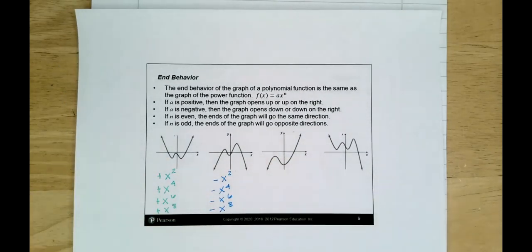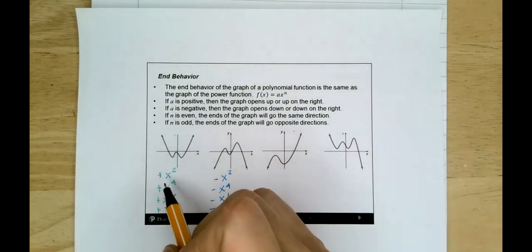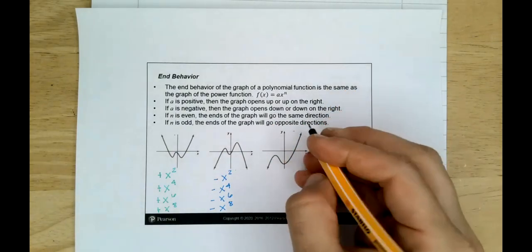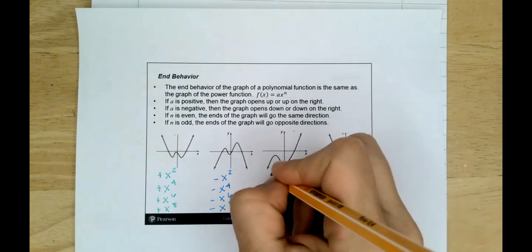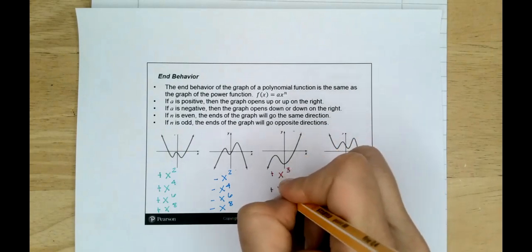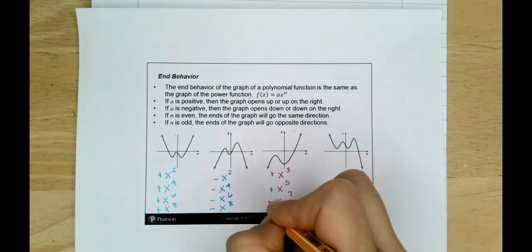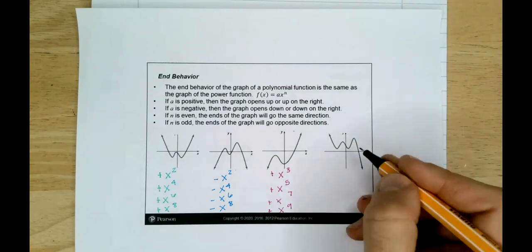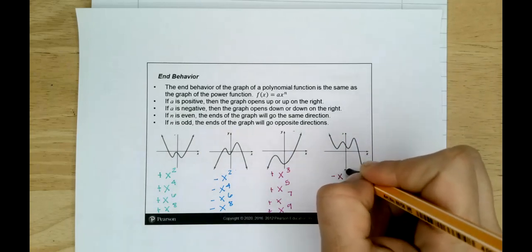Good. Now they are going in opposite directions, so those are not even exponents anymore. If your leading coefficient is positive, the graph opens up to the right. This one opens up to the right, so that is going to be positive, but my exponent is now going to be odd. So x to the third, x to the fifth, x to the 7th, x to the 9th. And then obviously our only final option is if a is negative, the graph opens down to the right, so that's a negative odd.